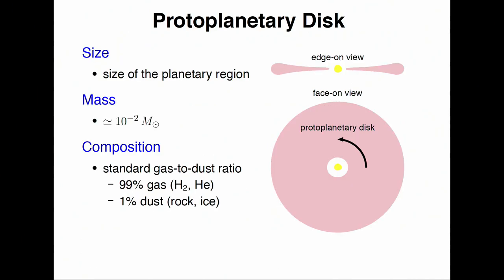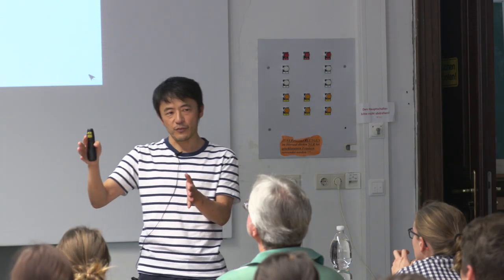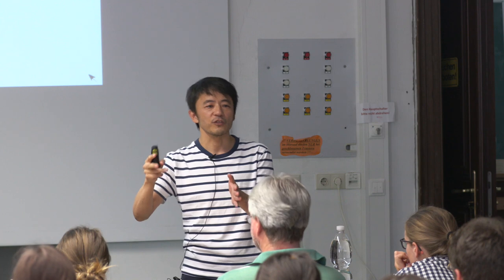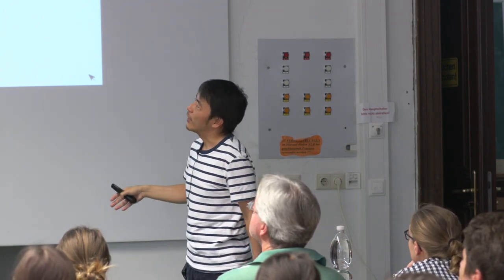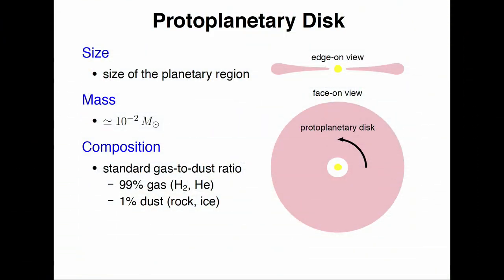So from Ingard's talk, we already learned about the latest picture of the protoplanetary disk. But for the standard disk model, we just assume this very simple protoplanetary disk. So the size is about the same size of the planetary region. So in the solar system case, maybe the radius is 30 AU. And the mass is about 1% of the sun.